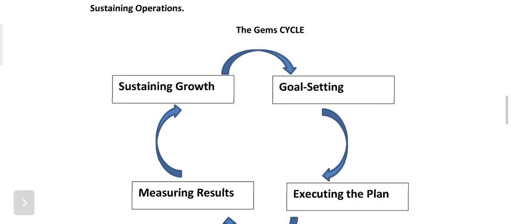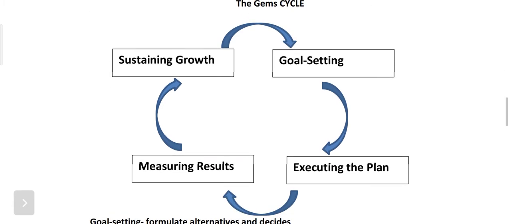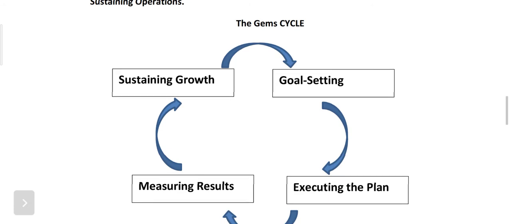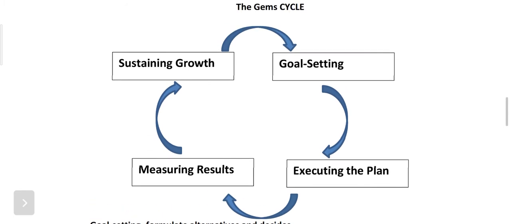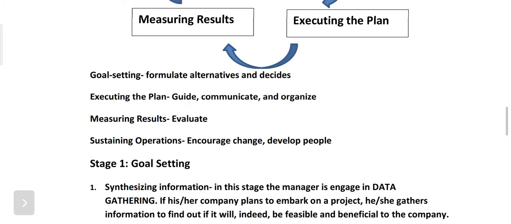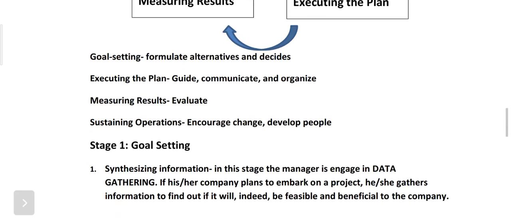Okay? The GEM cycle. So goal setting, executing the plan, measuring results, and sustaining growth. Then after that, goal setting po ulit. Okay? So patuloy lang siya. Kumbaga, ikot-ikot lang siya, ikot-ikot. Goal setting, formulate alternatives and decides. So sa goal setting, dito sa stage na to, as a manager, you have to formulate alternatives and decides on what particular plan you need to do.